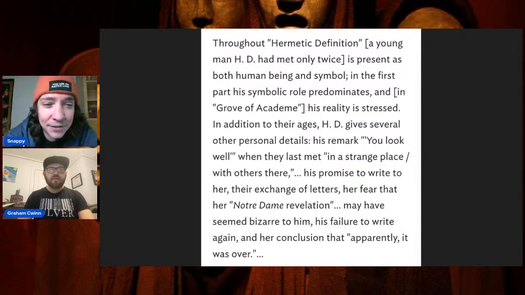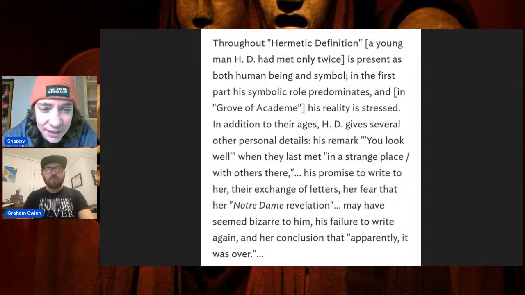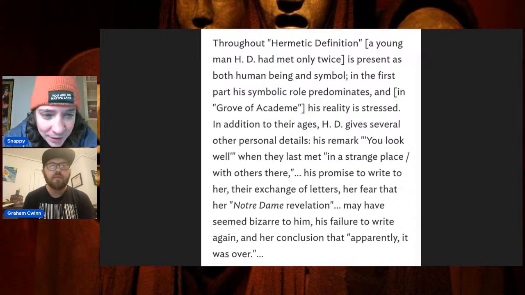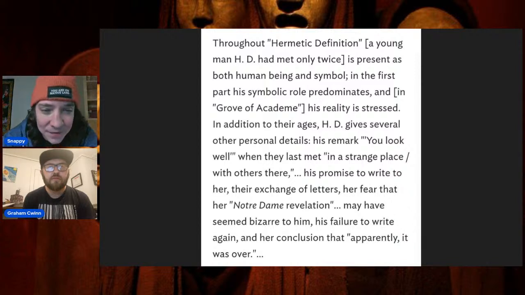Throughout Hermetic Definition, a young man HD had only met twice is present as both human being and symbol. In the first part, his symbolic role predominates, and in Grove of Academy, his reality is stressed. In addition to their ages, HD gives several other personal details. His remark, "You look well," when last they met in a strange place with others there. His promise to write her, their exchange of letters, her fear that her Notre Dame revelation may have seemed bizarre to him, his failure to write again, and her conclusion that apparently it was over.